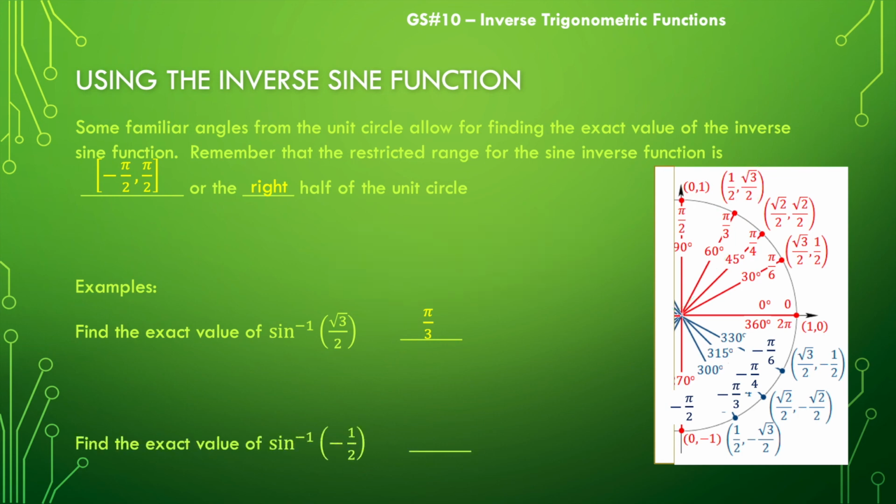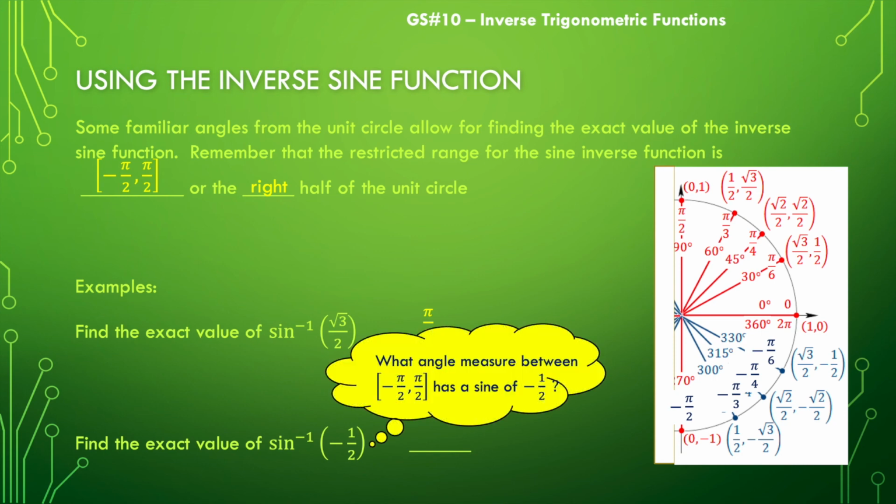Find the exact value of sine inverse of negative 1/2. Okay, the area we're looking at does not change. It's still negative pi over 2 to pi over 2. We're looking for something now that has a y value in our coordinates of negative 1/2. Can you find it? If you looked here, you should be correct.